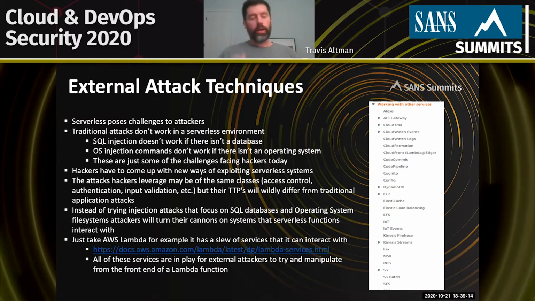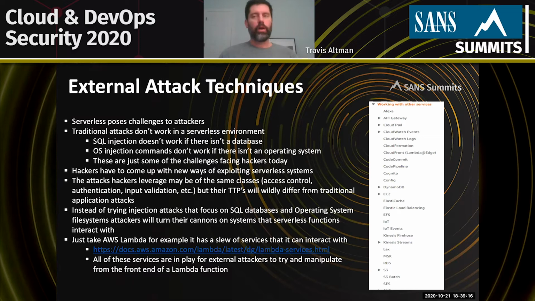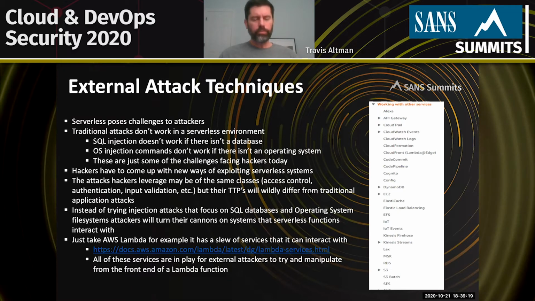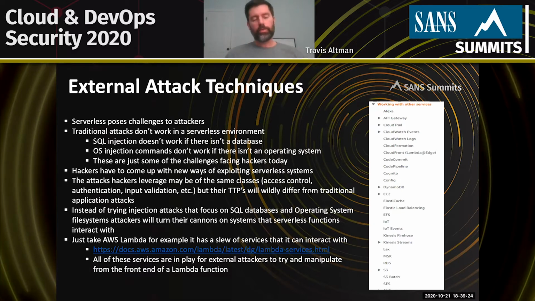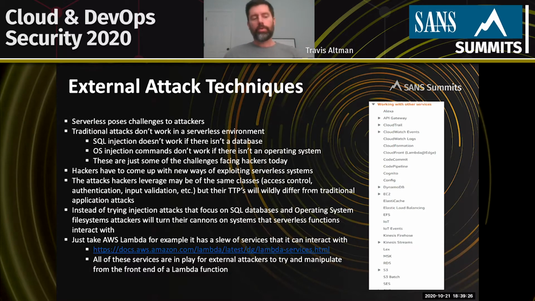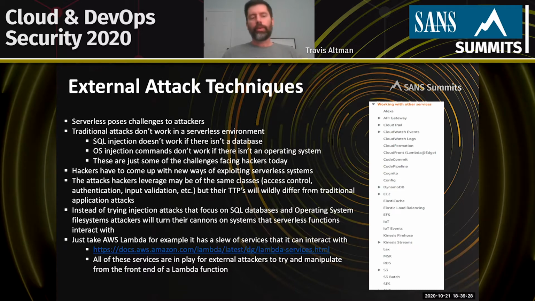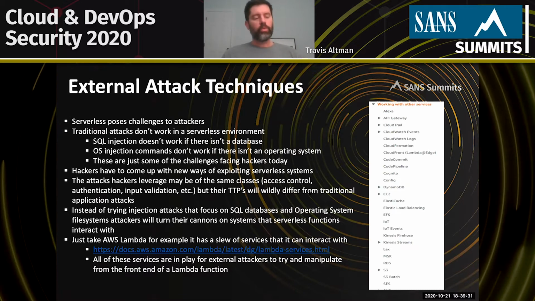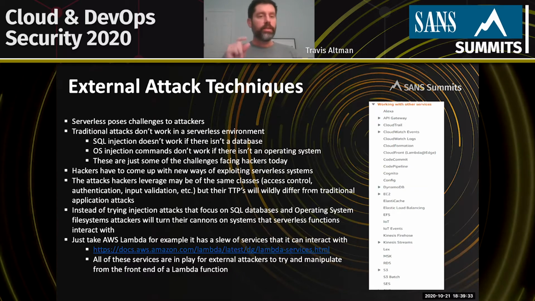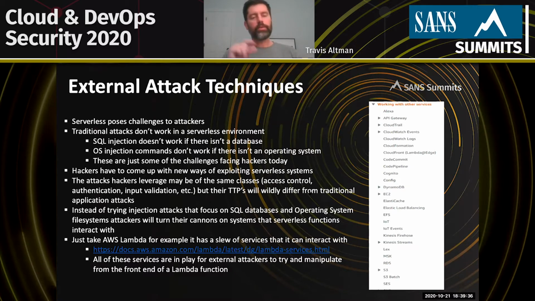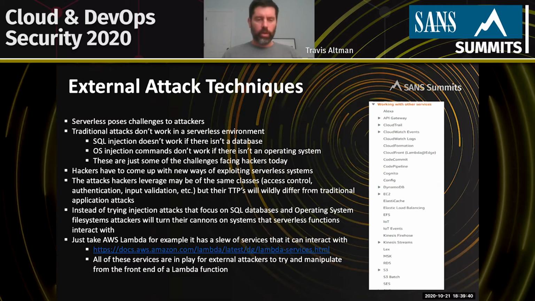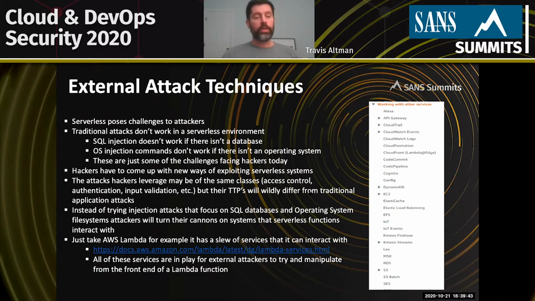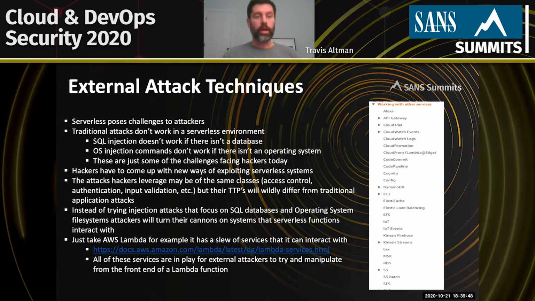So threat actors have to think of new ways to exploit these systems. They're still going to focus on your traditional categories of attacks, so you think about your access control, your session management, your input validation. Those will still be there. But the TTPs, the tactics which threat actors are leveraging, will definitely differ from, say, a traditional attack. So instead of trying to attack a SQL database, they're going to turn all their energy into what those serverless functions are interacting with.